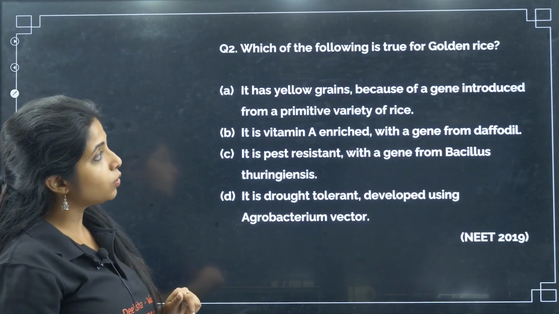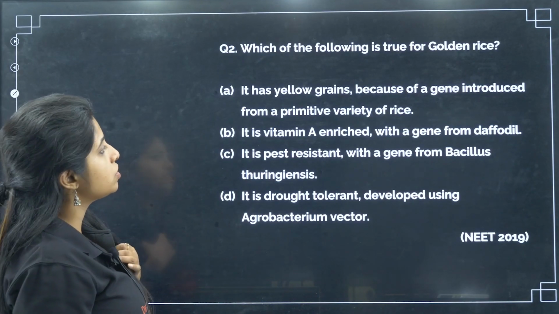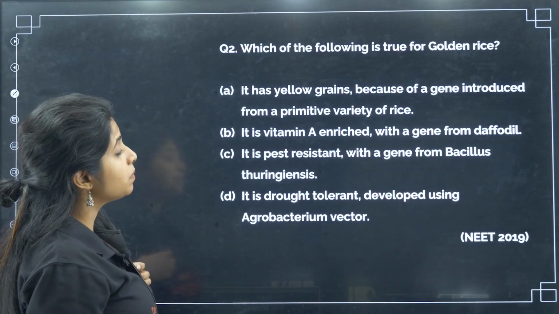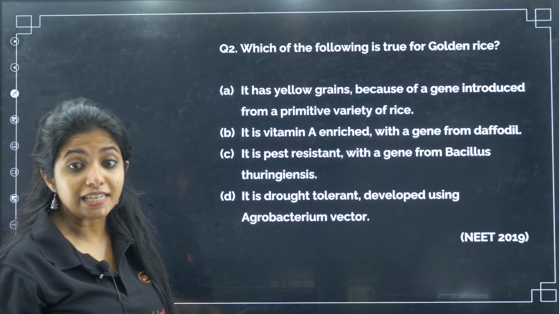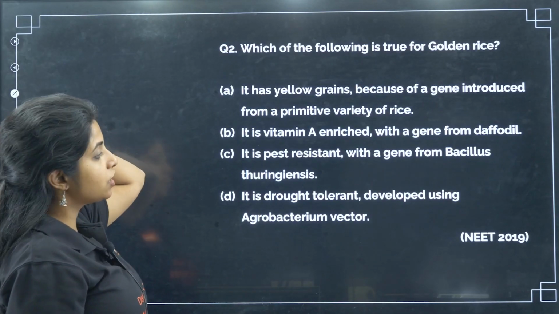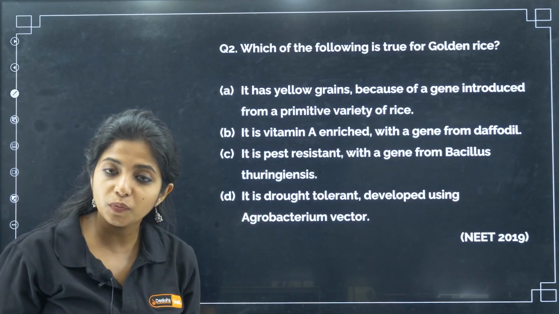Next, which of the following is true for golden rice? It has yellow grains because of a gene introduced from a primitive variety of rice. It is vitamin A enriched with a gene from daffodil. It is pest resistant with a gene from Bacillus thuringiensis. It is drought tolerant, developed using Agrobacterium vector. What would be your answer for this?